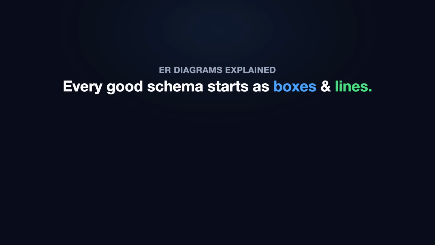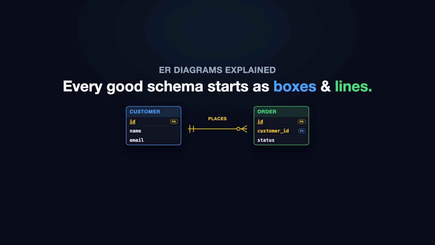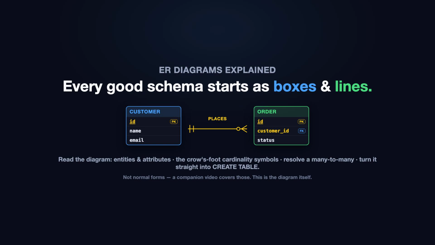Every good database schema starts life as boxes and lines on a whiteboard, long before anyone writes a single line of SQL. Those boxes and lines have a name, an entity relationship diagram, or ERD. And once you can read one, you can design a database like an engineer instead of guessing at tables. In the next few minutes I'll teach you the whole language of ERDs.